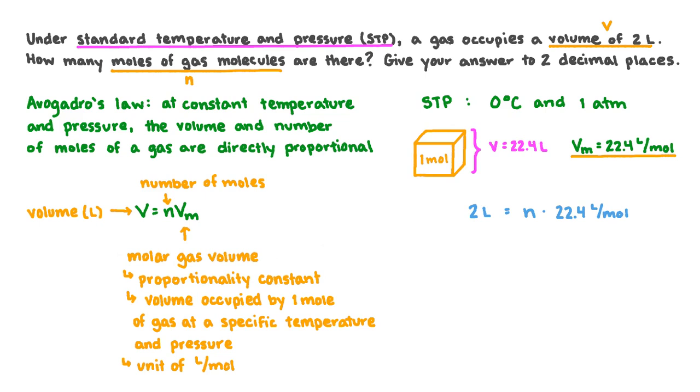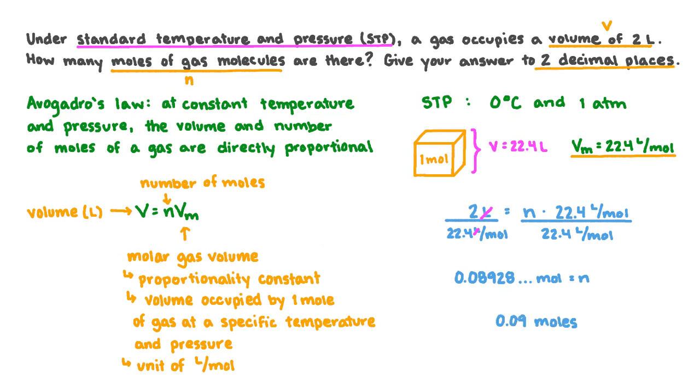We can then substitute the volume and molar gas volume into the equation and rearrange to solve for the number of moles. We perform the calculation and determine that the number of moles is equal to 0.08928 moles. But the question asks us to give our answer to 2 decimal places. Rounding appropriately, we have determined that there are 0.09 moles of gas molecules in 2 liters of gas under standard temperature and pressure.